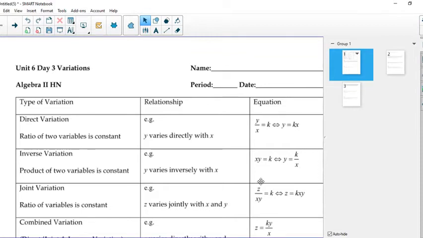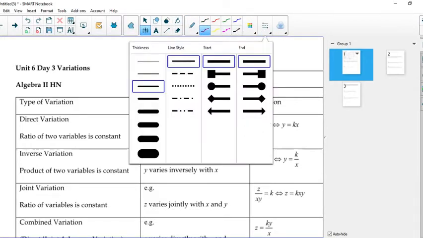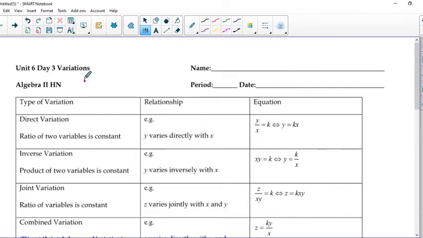You might have done a little bit of this in Algebra 1 with direct variation. Y varies directly with X, okay? And that just means that as X increases, Y increases. It's a direct variation. An example of a direct variation in real life is maybe the more hours you study, the higher your grade is. The amount of hours you study goes up, the grade goes up.